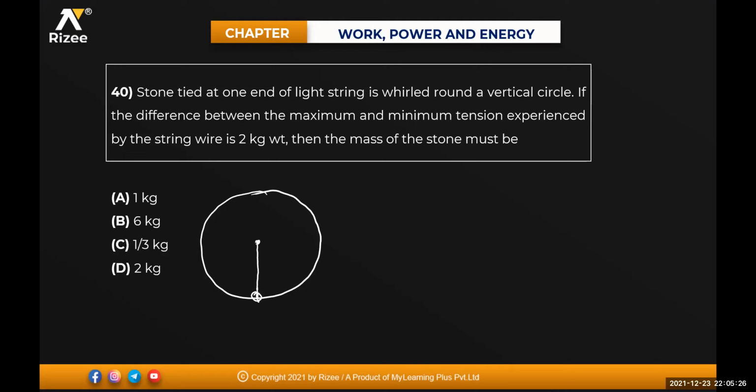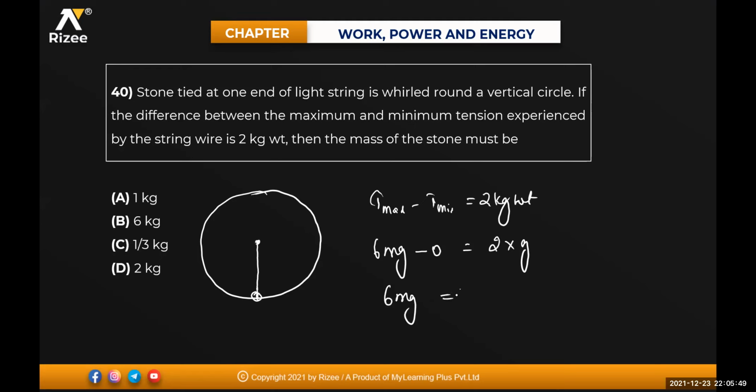The difference between T max and T minimum experienced by the string is 2 kg. That means he has given me the difference. T max minus T minimum is equal to 2 kg weight. T maximum is equal to how much weight? 6 mg. T minimum will be equal to 0. That is equal to 2 into g. That means 6 mg will be equal to 2g.